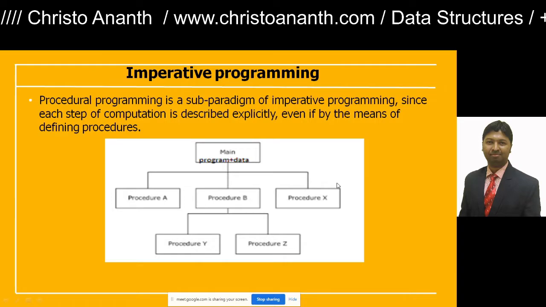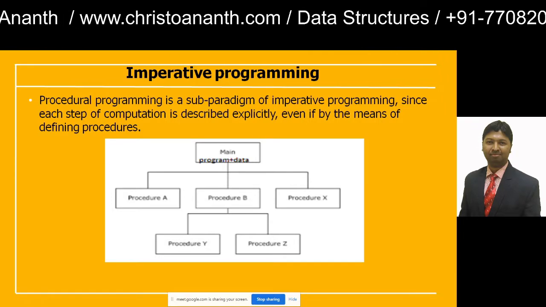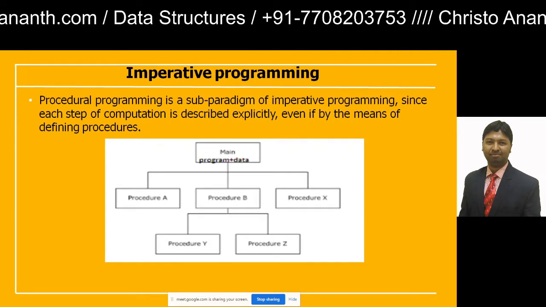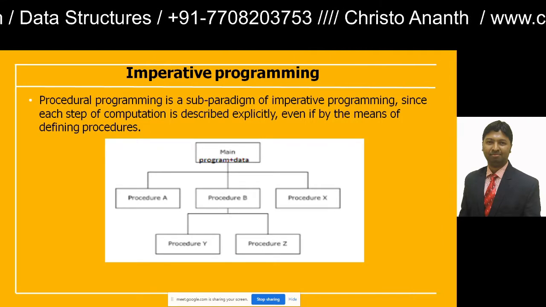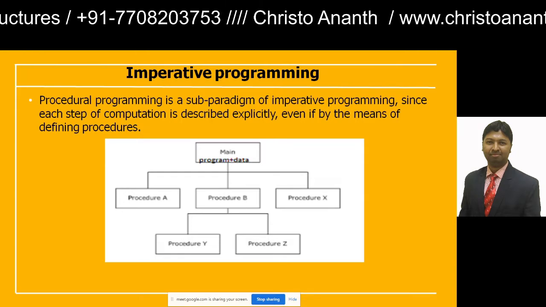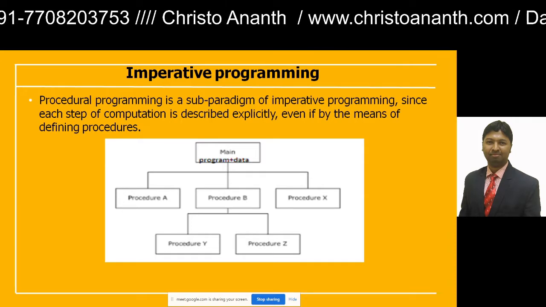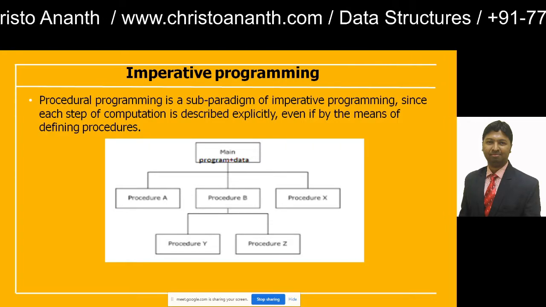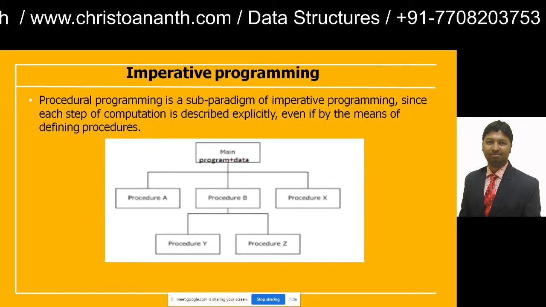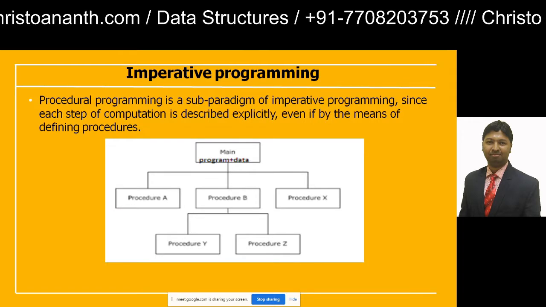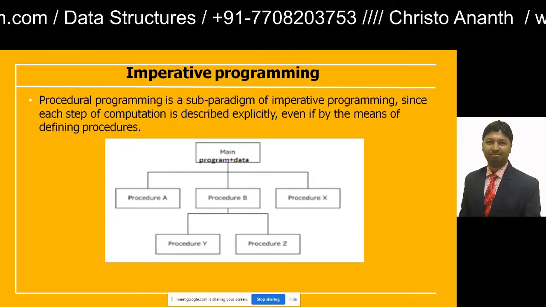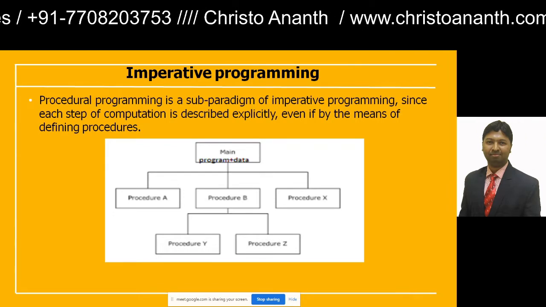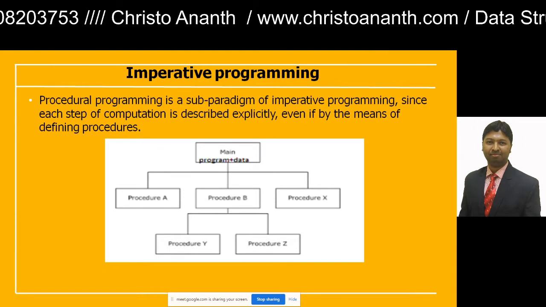So in the case of imperative programming, procedural programming comes from imperative programming, because each step of the computation is described explicitly by means of defining procedures. Similarly, we see in the diagram, the main program plus data is divided into procedure A, procedure B, and procedure X. Procedure B you are going to simplify into procedure Y and procedure Z. So everything has some procedures, everything is divided into steps of computation.